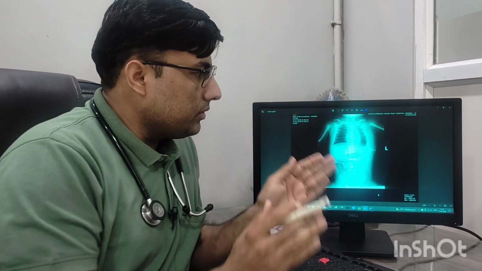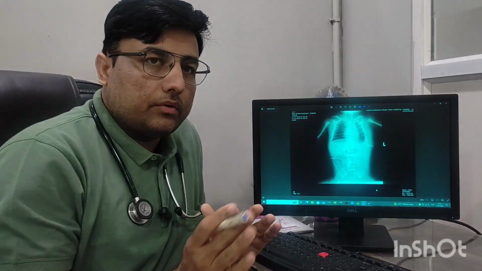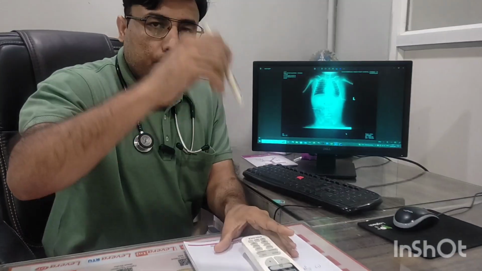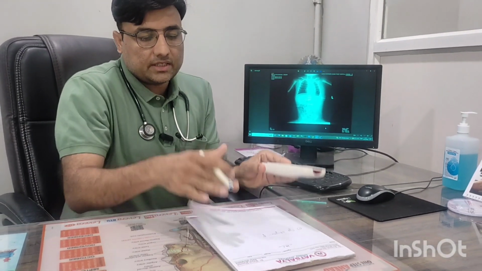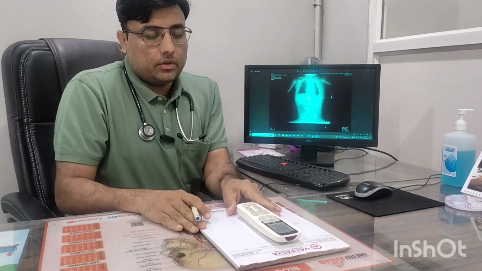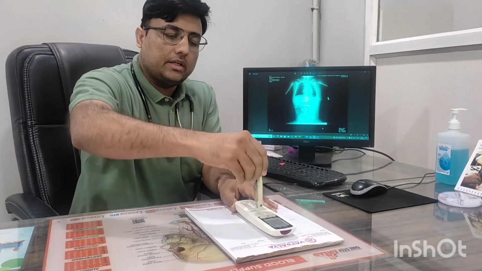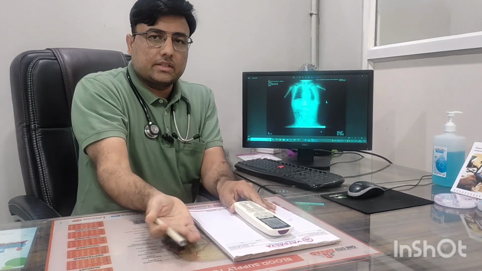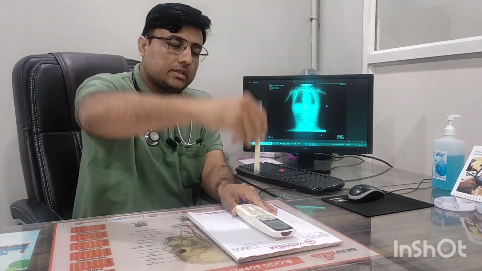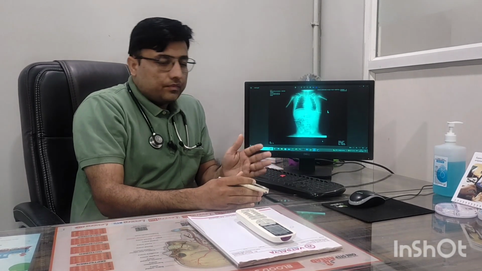Second point is projection. Is it AP view or PA view? It means the X-ray beam is going from anterior to posterior or posterior to anterior. This is the X-ray plate. The newborn baby lies down above the X-ray plate and the X-ray beam is coming from above, meaning anterior to posterior. The X-ray plate is behind, the beam is coming from anterior to posterior. So this newborn X-ray is generally AP view only.